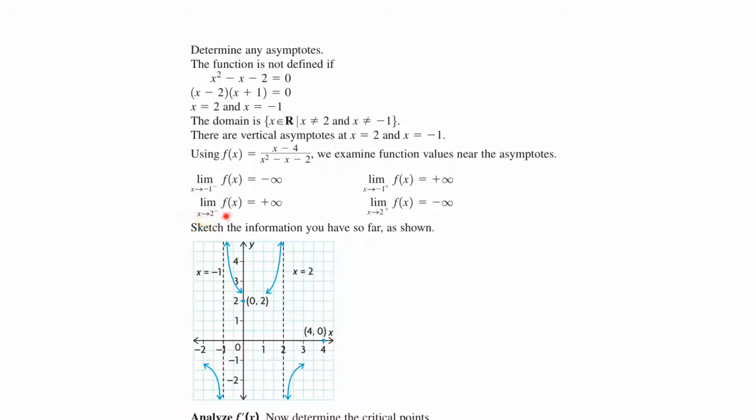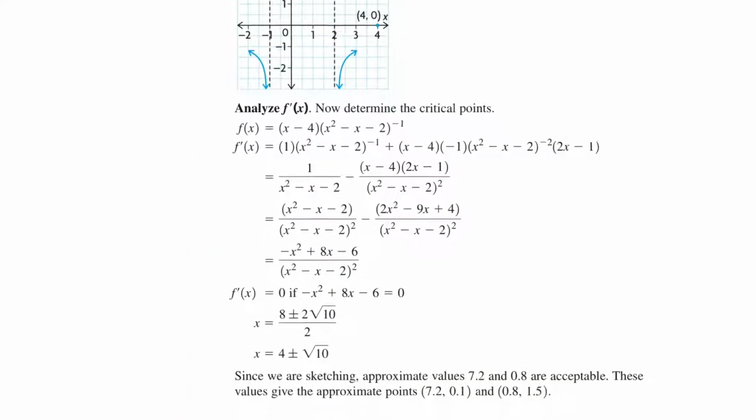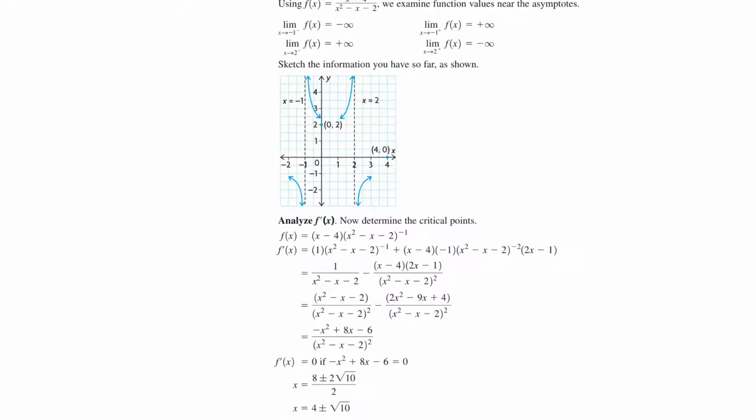When x approaches 2 from the left side, the numerator is negative, the denominator is negative, therefore the function is positive and the limit is positive infinity. This way we know the graph of the function near asymptotes.